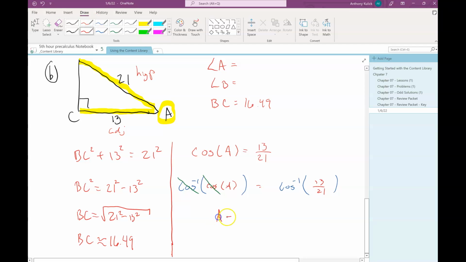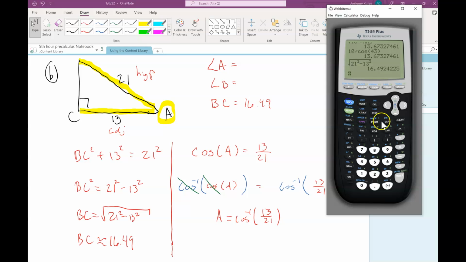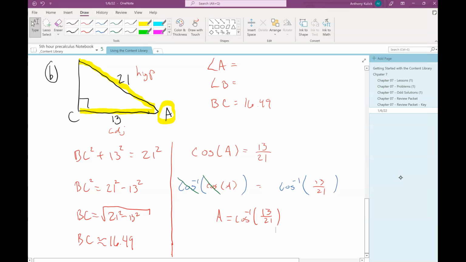Remember from last semester, the inverse trig functions always return an angle measure. So it should make sense that angle A is equal to a cosine inverse of something, right? Because that's going to give me an angle value back. So I'll just go to my calculator. I'll do cosine inverse of 13 over 21. So 51.75.